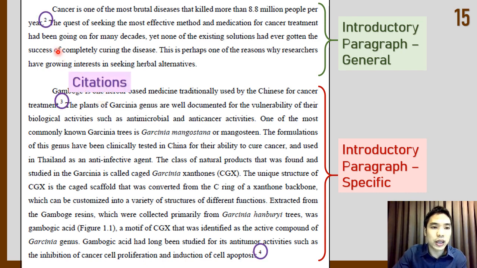So as you can see, there are small numbers here. These are citations, as I mentioned earlier. This is to say that, for example, this sentence, cancer is one of the most brutal diseases that kill more than 8.8 million per year, has some evidence or support by the reference, which will be listed in the bibliography section later on.